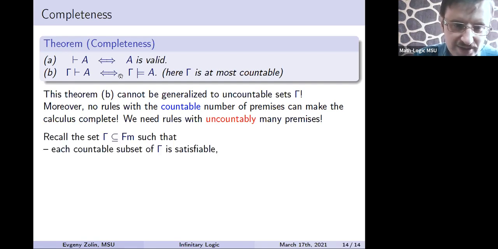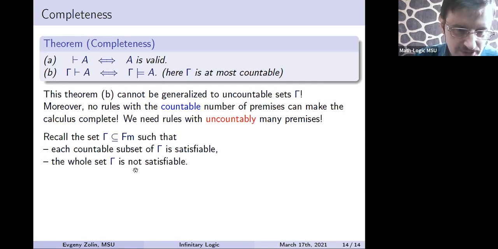Why does this item B not hold for uncountable sets? Recall that in the previous lecture, we had a set of formulas gamma such that every countable subset of gamma is satisfiable, but the whole set gamma is not satisfiable. Then, of course, since gamma is not satisfiable, it implies bottom. It implies false. For every evaluation that makes all formulas from gamma true, false also becomes 1, but there is no evaluation of this kind. So there is no evaluation that makes gamma true.